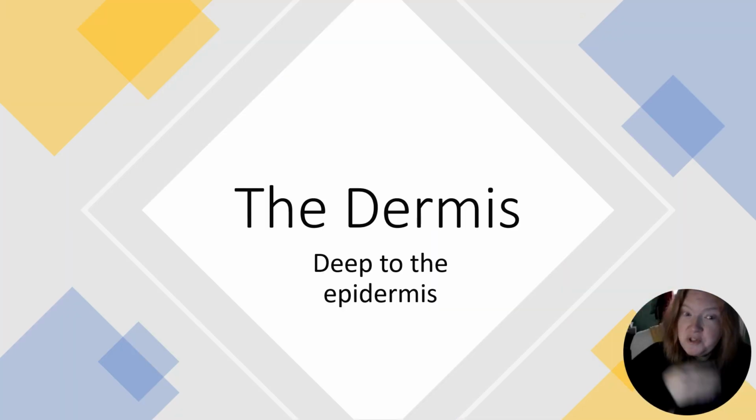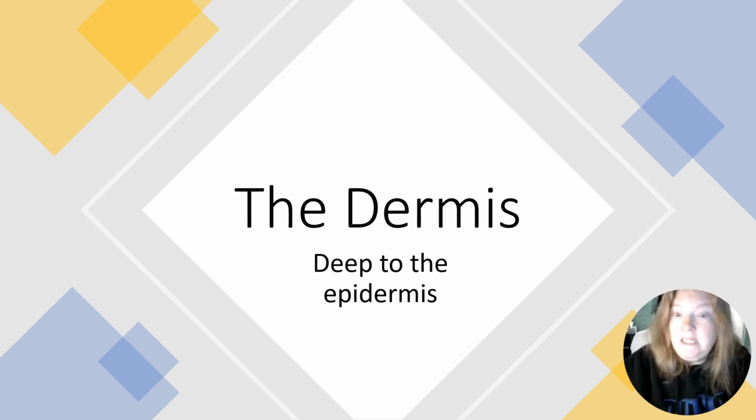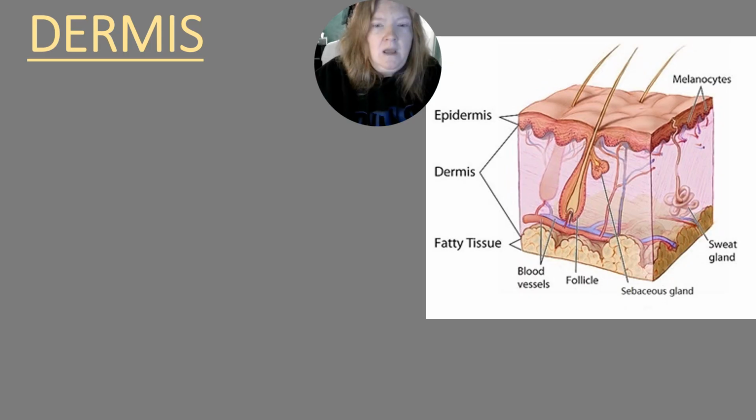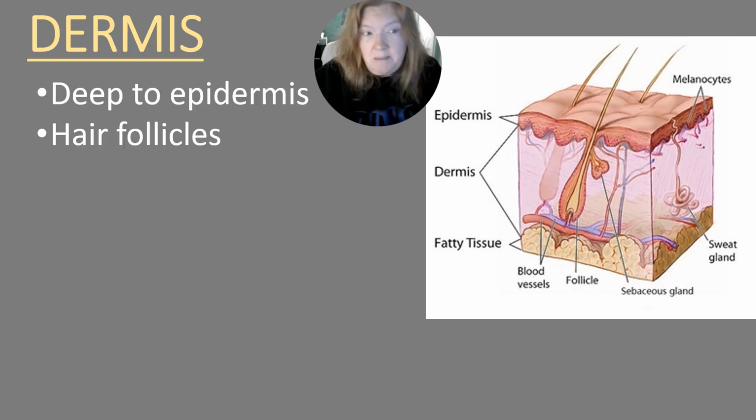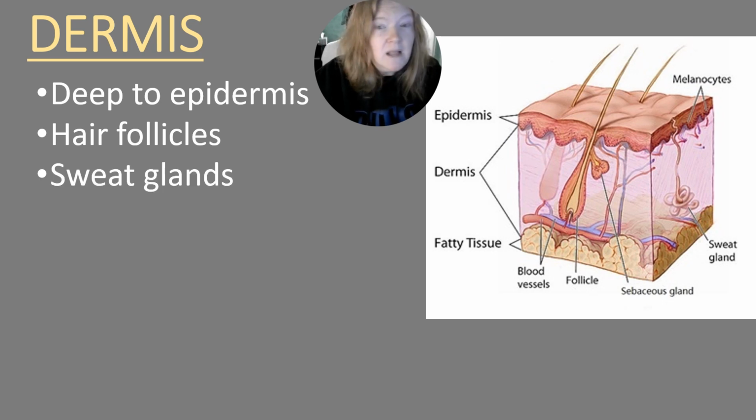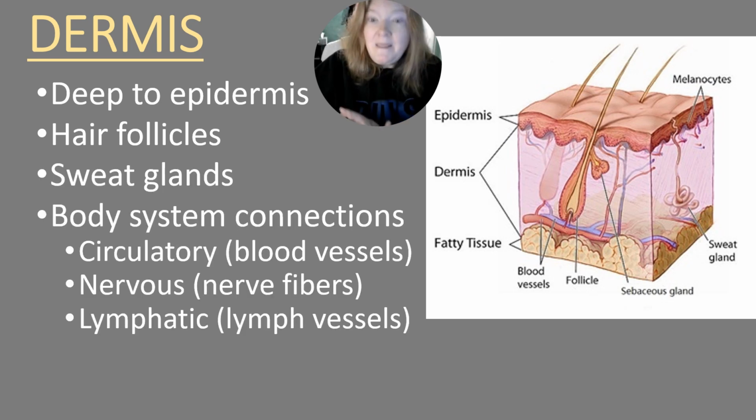All right, now let's go deeper. So we're going down into the dermis. So we did the epidermis first, now we're going deeper, and we're in the dermis. The dermis is deep to the epidermis, and this is where you find hair follicles, sweat glands, and this is where the body system connections are made. Because remember, epidermal tissue is avascular, but those tissues literally need nutrients. So the circulatory system connections, the nervous system connections, the lymphatic system connections, they're all found here in the dermis.